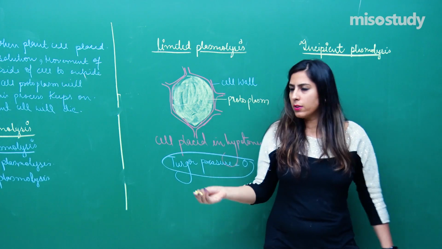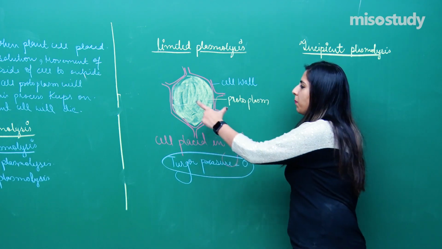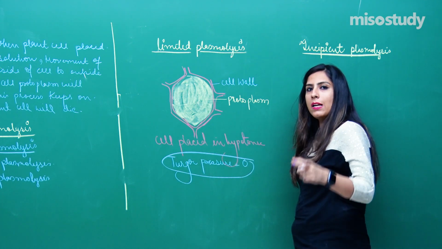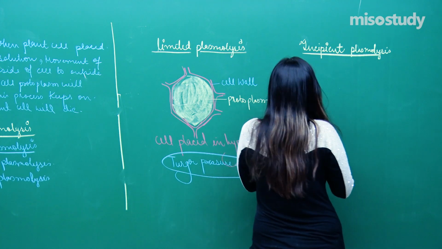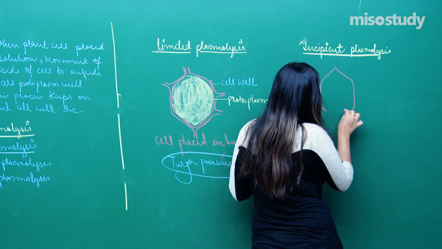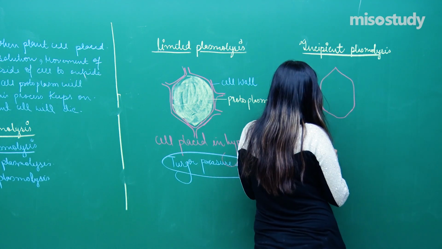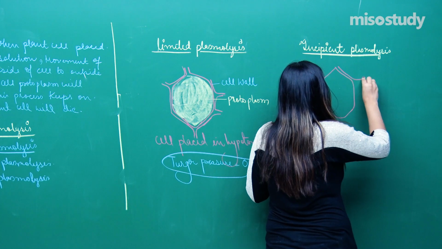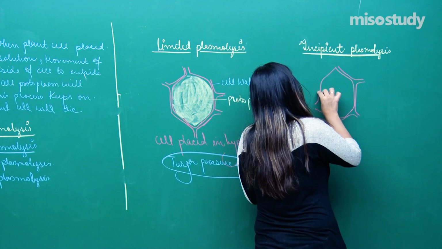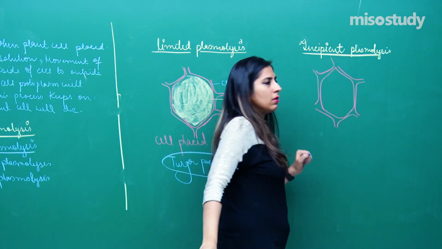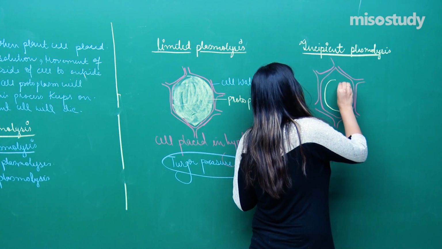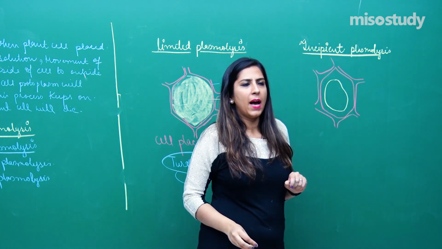Now, focus on this diagram. The protoplasm is like this. Now, it is placed in the hypotonic solution, and after some time, we will be able to see that the cell wall will remain like this, right? But this protoplasm has shrunk.